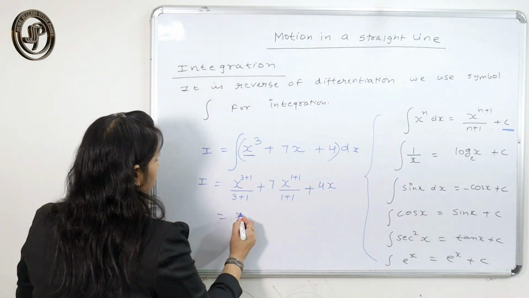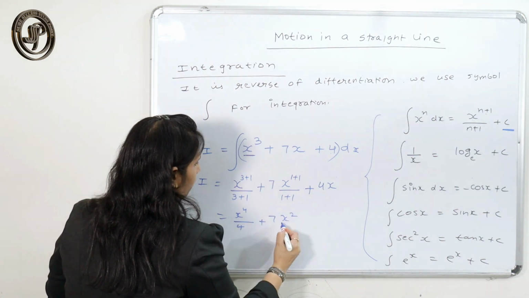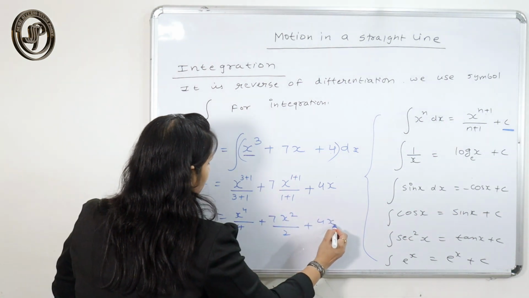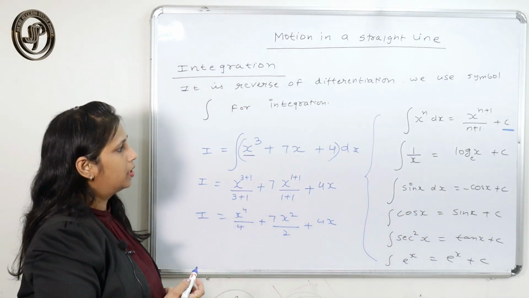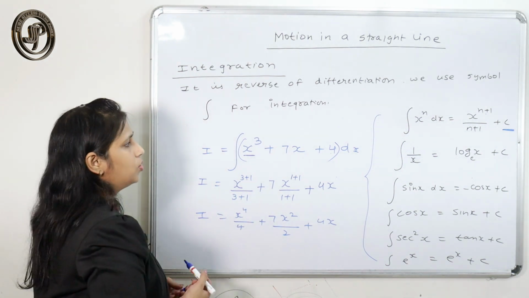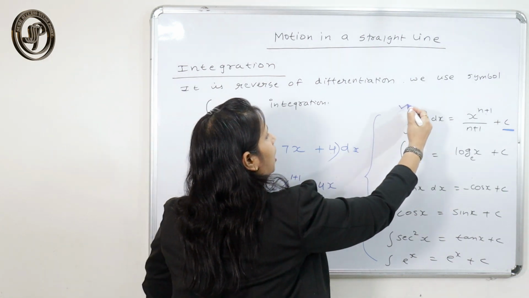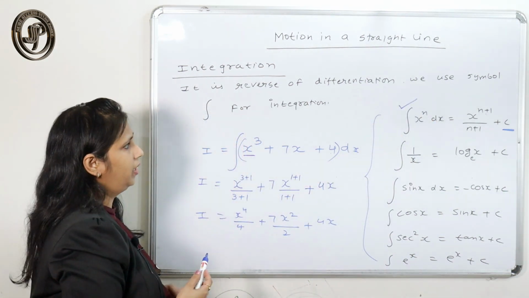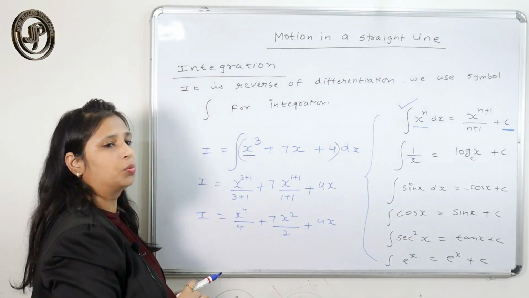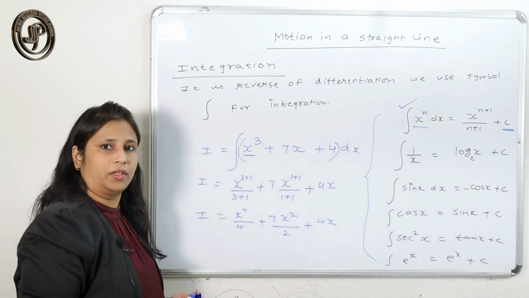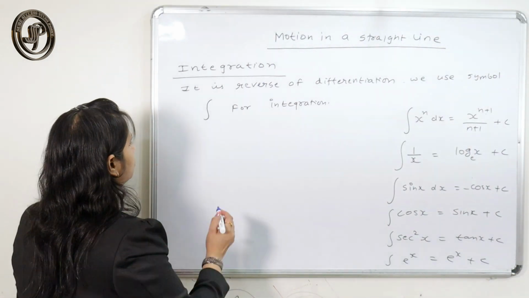Now here it becomes x raised to power 4 by 4 plus 7x square by 2 plus 4x. So this is my integral of this thing. Okay, so same way we can do the integration by using the formula. So here also this algebraic part is important. Algebraic function, that is x raised to power n plus 1 upon n plus 1. Let us take an example of definite integral also.